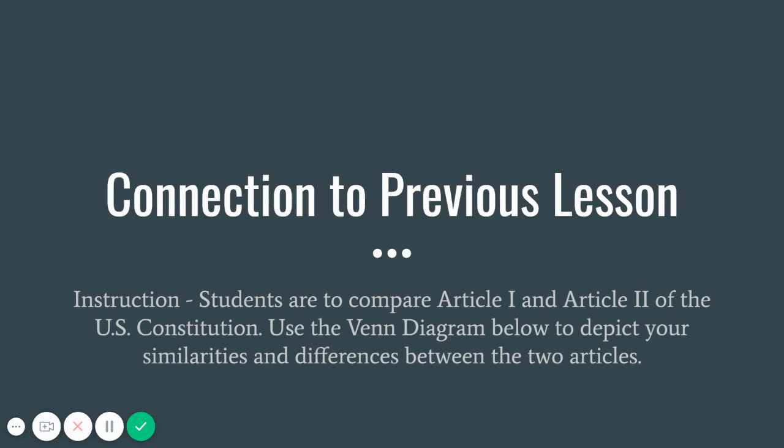So I want you to pause the video. I want you to take a good 10 to 15 minutes going over both of those articles, diving in, and figuring out what the similarities and differences are between those two articles of the Constitution. You might want to look at the previous lesson that we talked about, Article 1, Section 1, or you might want to bring it up on the computer to do so. So get cracking.